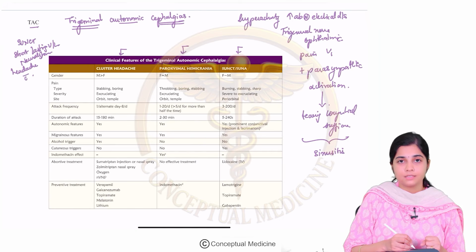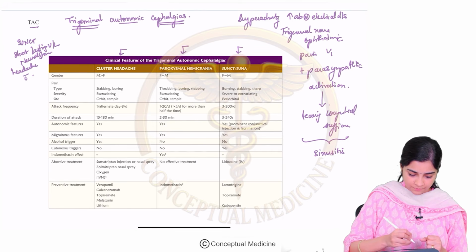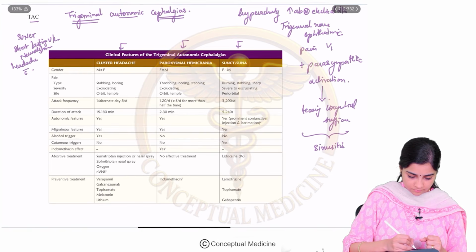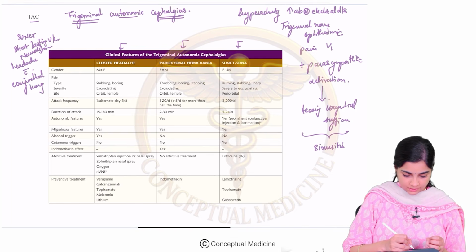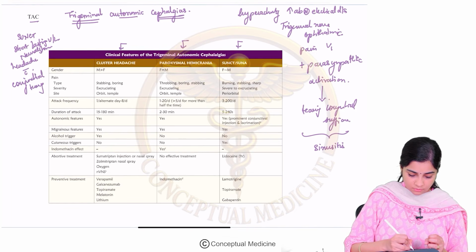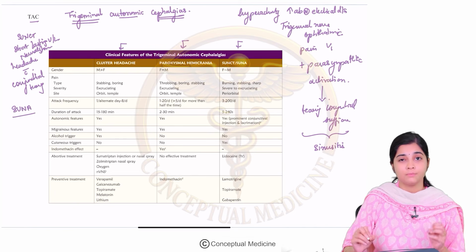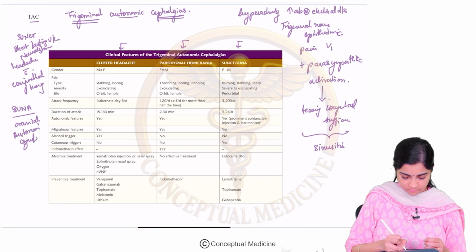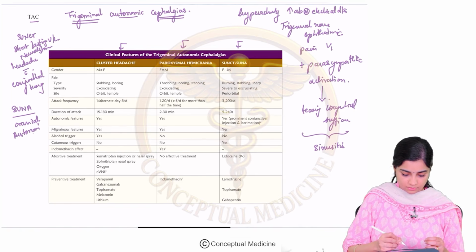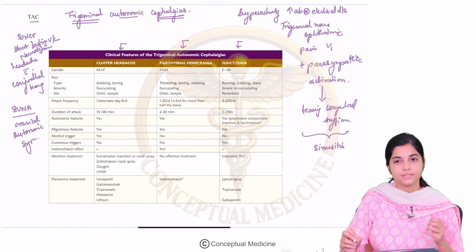Okay, it's short lasting unilateral neuralgiform headache with conjunctival tearing. Then what is SUNA? SUNA basically stands for the same short lasting unilateral neuralgiform headache with cranial autonomic symptoms. A is cranial autonomic symptoms. So this is your SUNCT and SUNA.